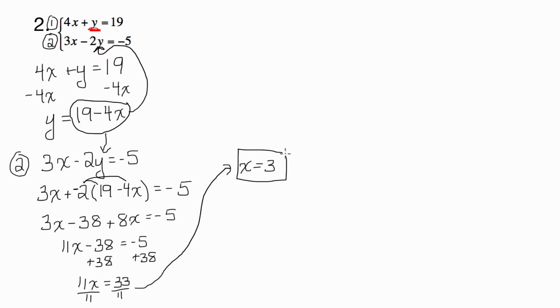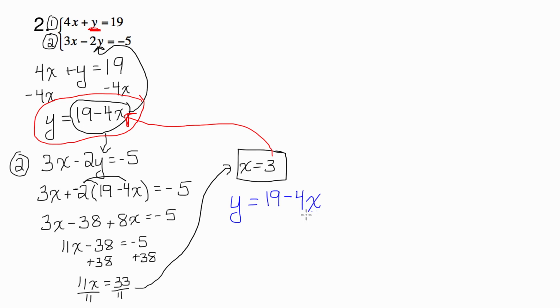Perfect. Okay, so now we need to know what y is. Well, think about what we did in our first step. We solved for y right here, okay? So theoretically, we can take this x equaling 3, and plug it in for x over here in this y equals 19 minus 4x and solve for y. So let's do that. So we know that y equals 19 minus 4x, okay?